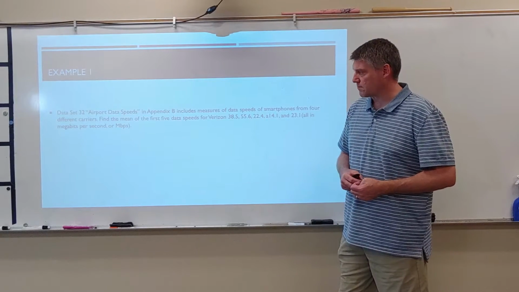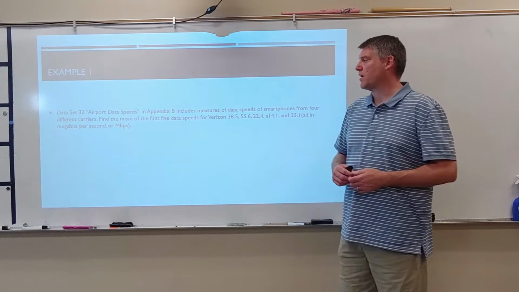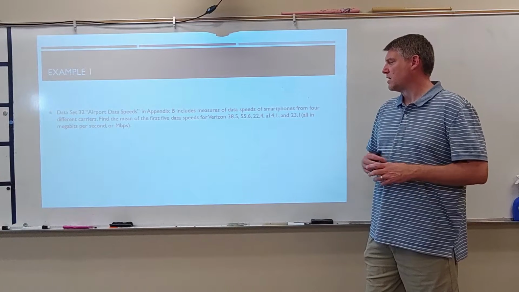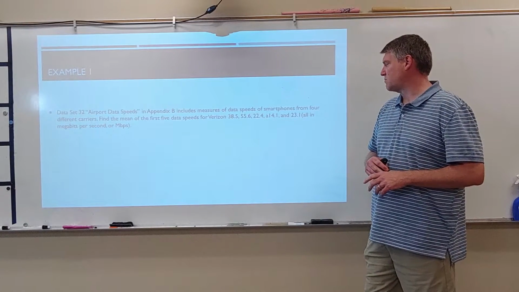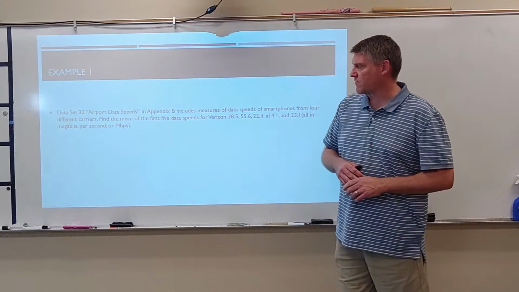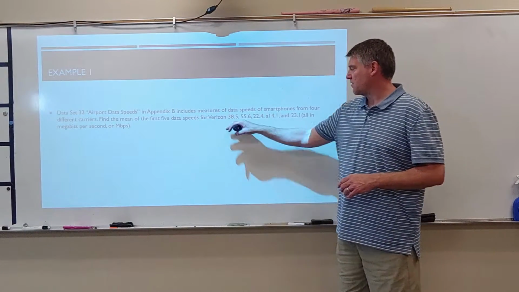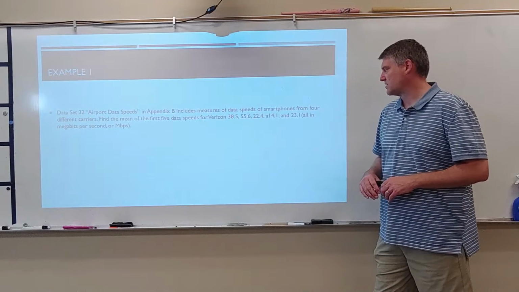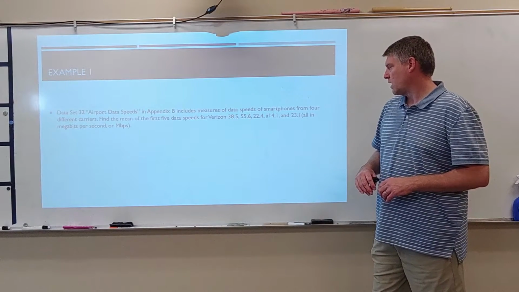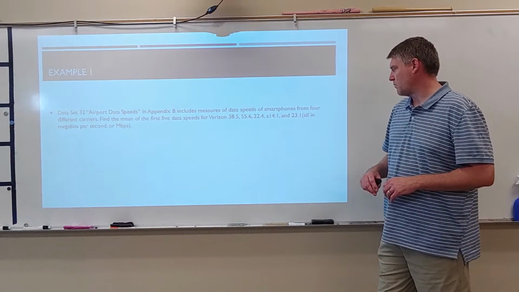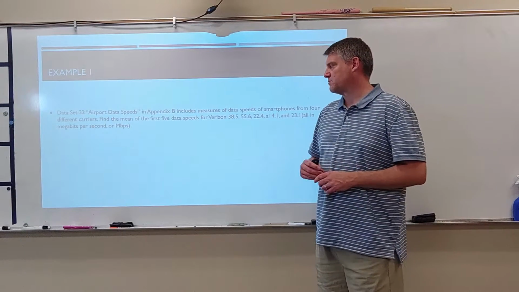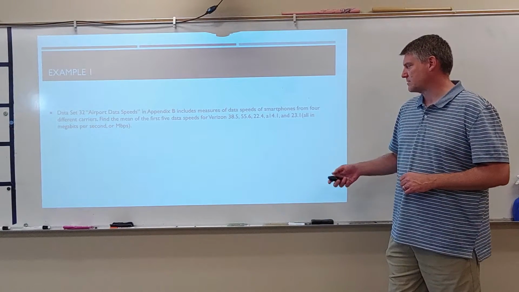Example 1. Data Set 32, airport data speeds, in Appendix B includes measures of data speeds of smartphones from 4 different carriers. Find the mean of the first 5 data speeds for Verizon: 38.5, 55.6, 22.4, 14.1, and 23.1, all in megabits per second, or Mbps.